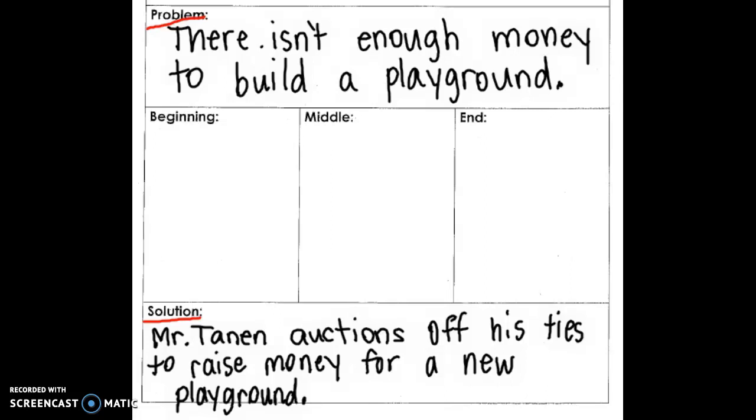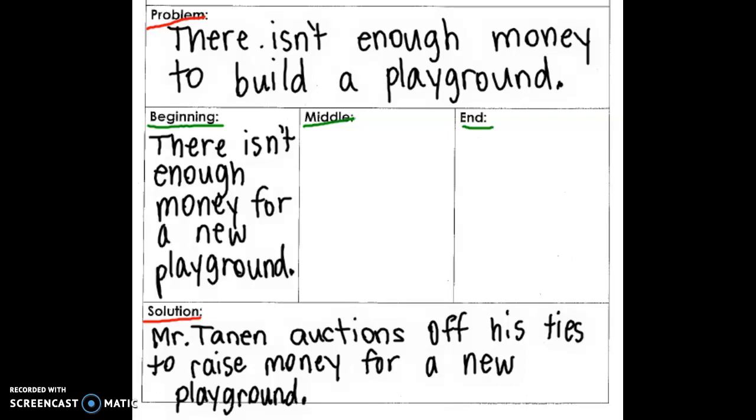Right now we're going to focus on the beginning, middle, and end of the story. So we're thinking of the beginning, middle, and end. The big things that happen in the beginning, the middle, and the end of the story. So I want you to think, what big thing was going on in the beginning of the story? In the beginning of the story, we learn that there isn't enough money for a new playground. So I made sure to write that in my beginning box. There isn't enough money for a new playground.